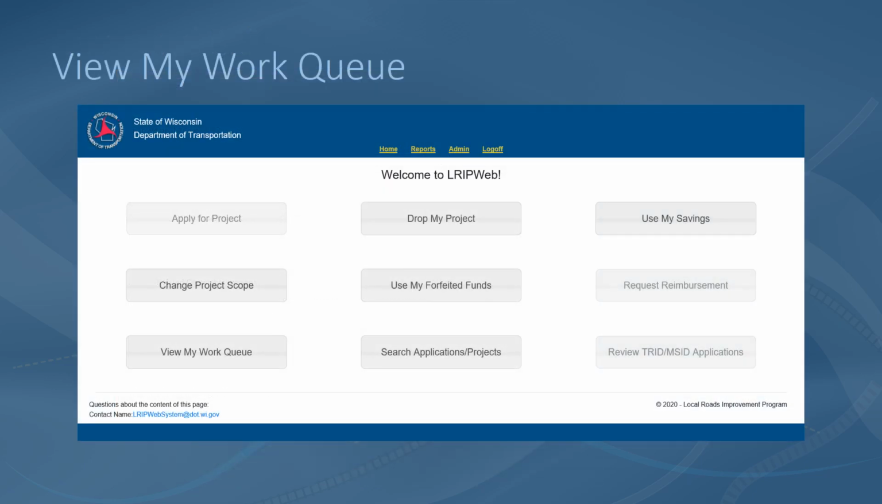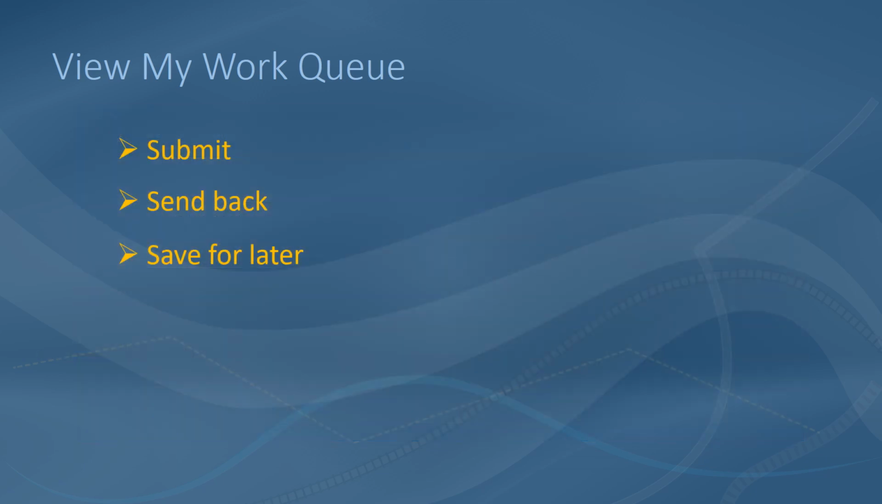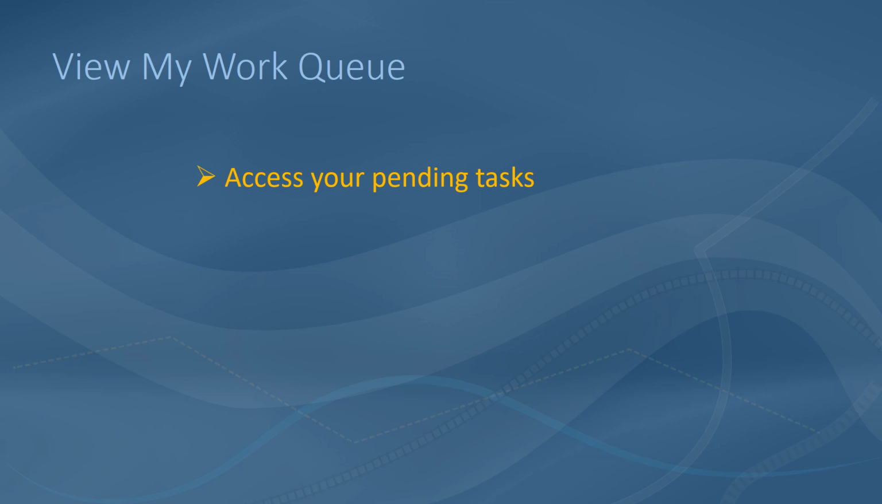These actions serve different purposes, but they all have one thing in common. They all involve the View My Work Queue function. Whether you submit a request, send one back, or save a request until later, all rely on the View My Work Queue function to handle the interactions between you and other LRIP web users, as well as to provide a place for accessing your pending tasks.